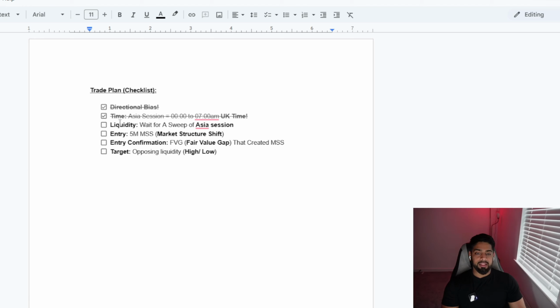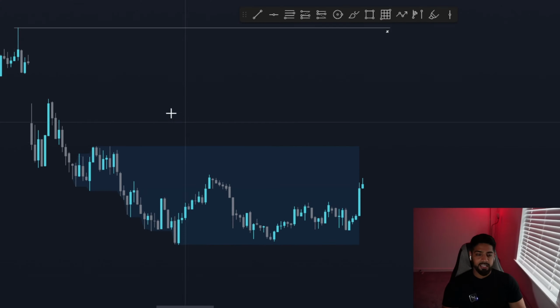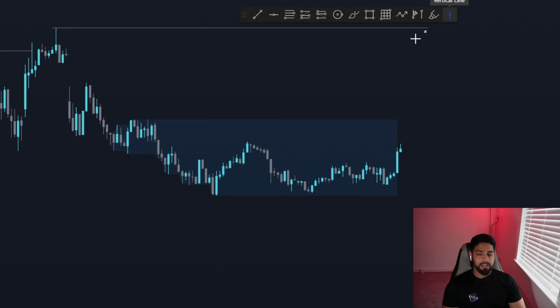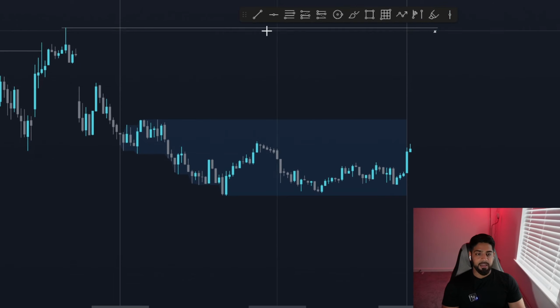UK time. We then also wait for a sweep of liquidity. So we wait for a sweep of the high or the low. So let's go back to the charts and actually mark out the high and the low of the Asia session range. So here is midnight with a nice vertical line, and here is 7 a.m. So now that we've got the trading range that we're going to be using, we now find the highest point of the Asia range and also the lowest point of the Asia range.